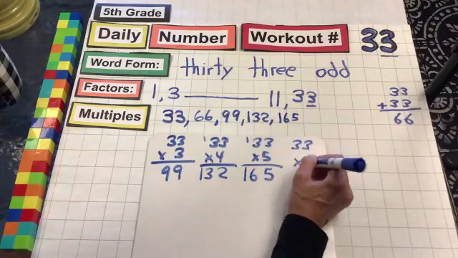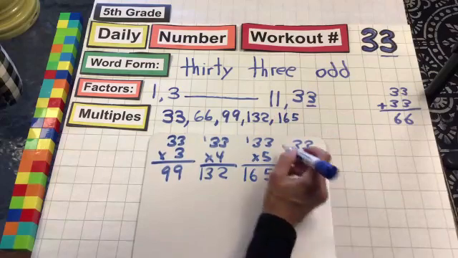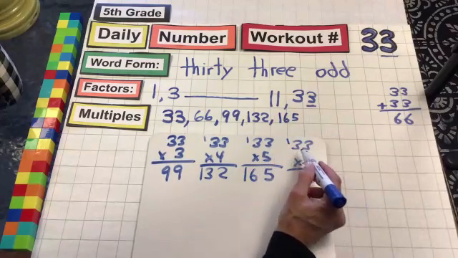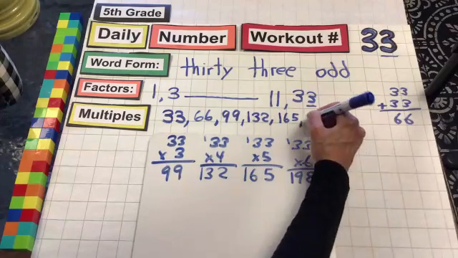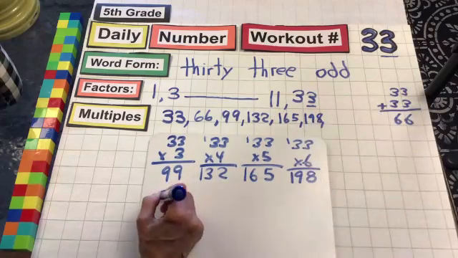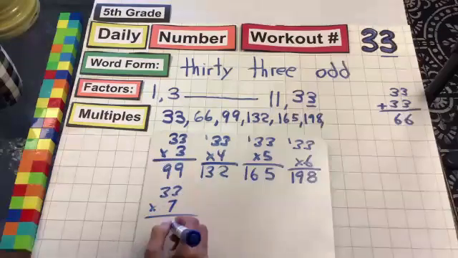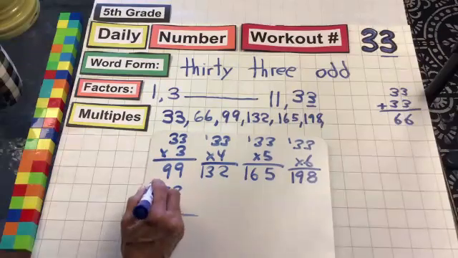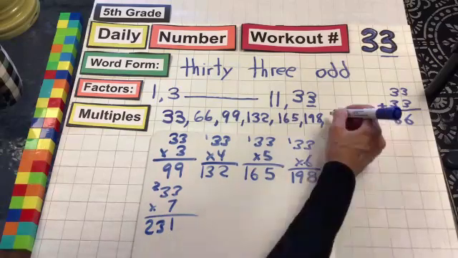33 times 6. 6 times 3 is 18. Drop the 8, carry the 1. 6 times 3 is 18 plus 1 is 19, so 198. Then we have 33 times 7. 7 times 3 is 21. Drop the 1, carry the 2. 7 times 3 is 21 plus 2 is 23. So we have 231.